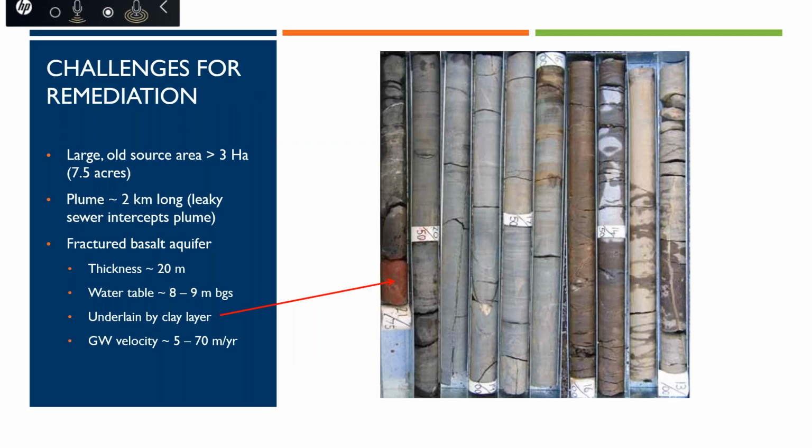Then lastly, the site had many physical challenges. It's a large old source area covering about 7.5 acres. The dissolved plume is also large, extending about 2 kilometers off-site, where it's intercepted by a deep, leaky sewer. The aquifer is a heterogeneous fractured basalt, approximately 20 meters thick, underlain by a low permeability clay layer. And so you can see the size of the natural fractures as well as the clay aquitard layer in these cores pictured. Depending on the extent of the fractures, groundwater velocities can range from approximately 5 to as high as 70 meters per year.